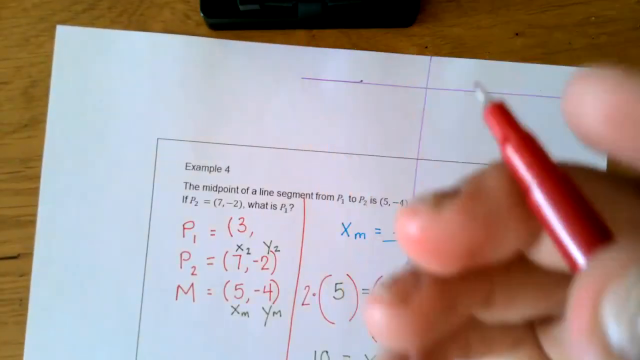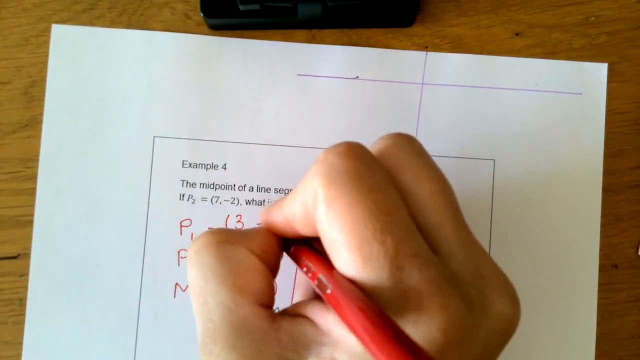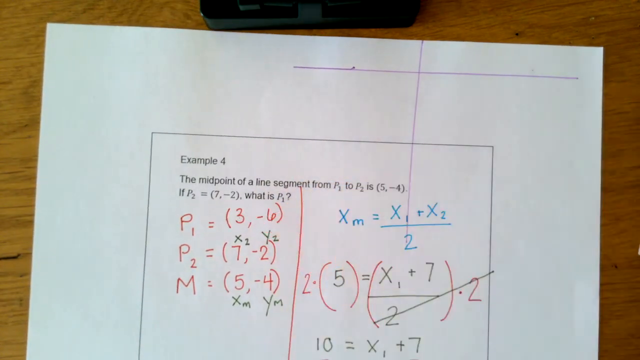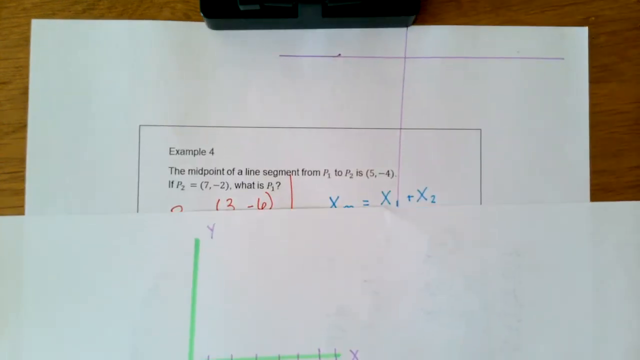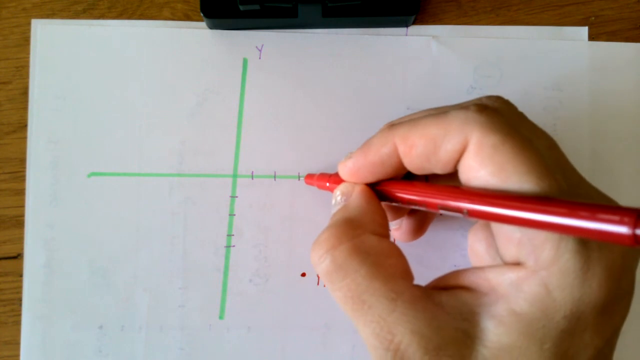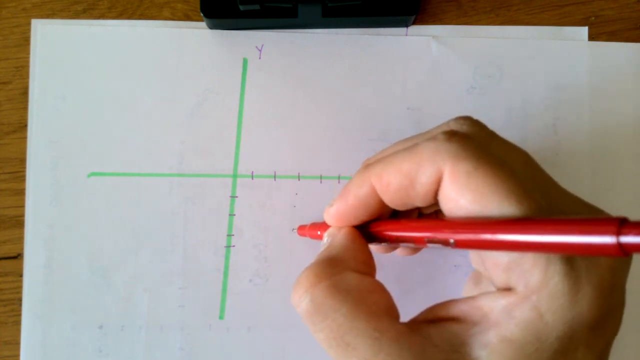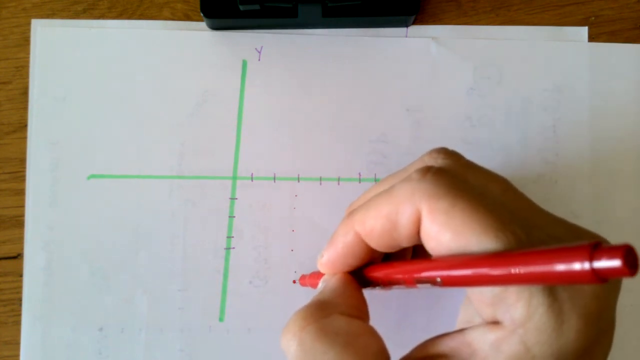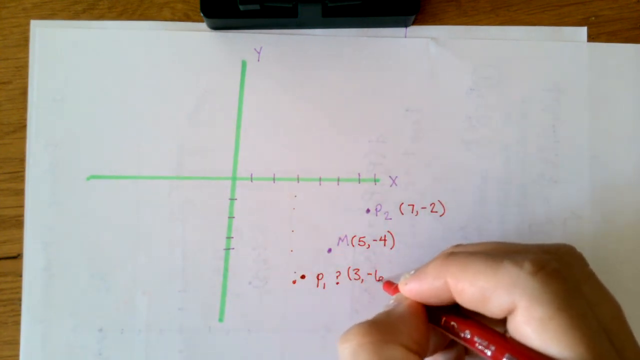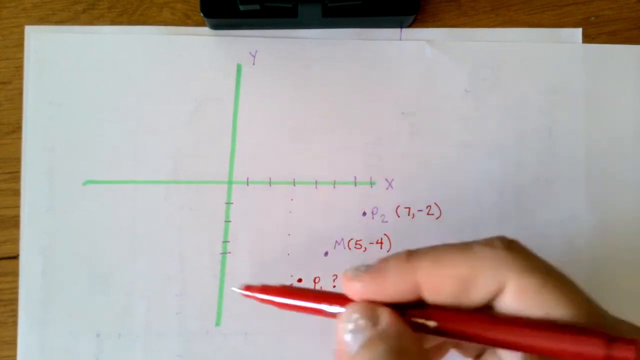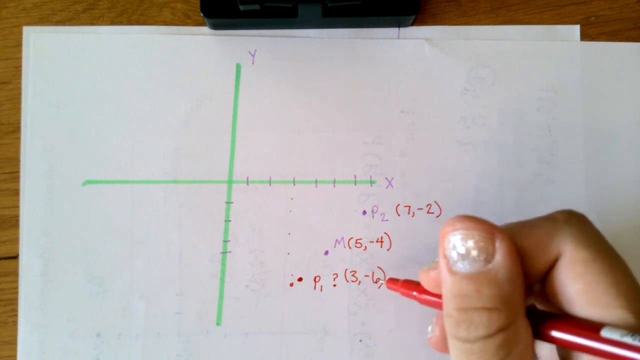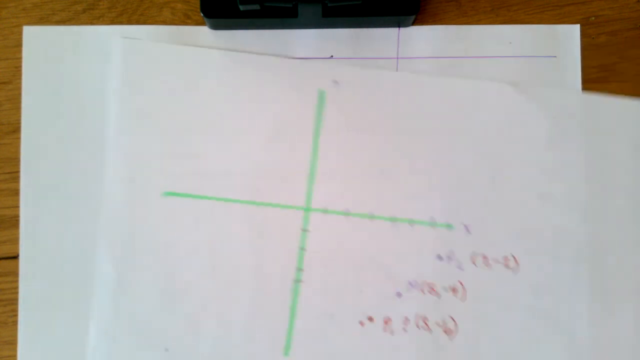So I got 3 for my x. I got -6 for my y. So P1 is 3, -6. Let's see if that fits. 3, -6. 1, 2, 3. 1, 2, 3, 4, 5, 6. Good. It's not perfect because those lines are not evenly spaced, but we did find the value of P1.